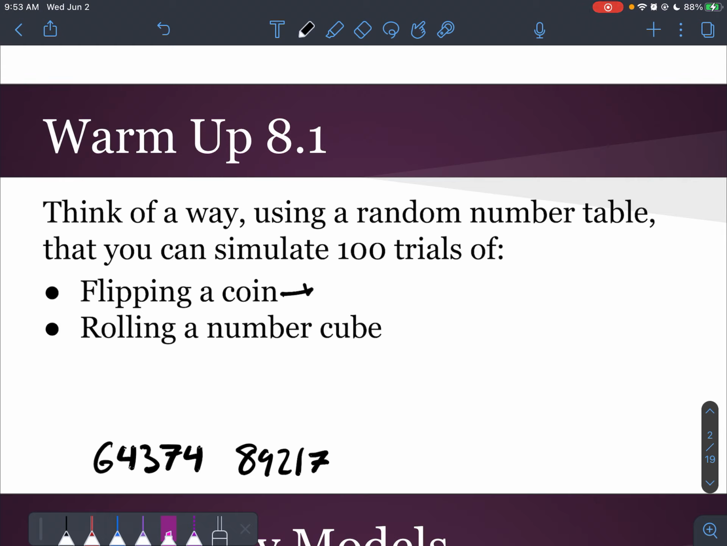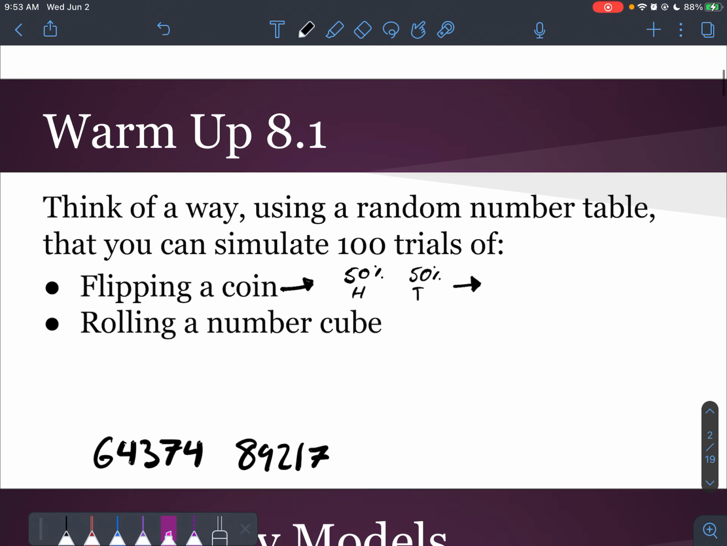Now, flipping a coin, we talked about the probability. If it's a 50% chance of heads and a 50% chance of tails, we know those are even probabilities, 50 and 50. So when we go to assign digits to it, you think of the digits 0, 1, 2, 3, 4, 5, 6, 7, 8, and 9. There are 10 digits. 1, 2, 3, 4, 5, 6, 7, 8, 9, 10, right? 1 through 9, and then 0 would be the 10th digit. So there's 10 digits there.